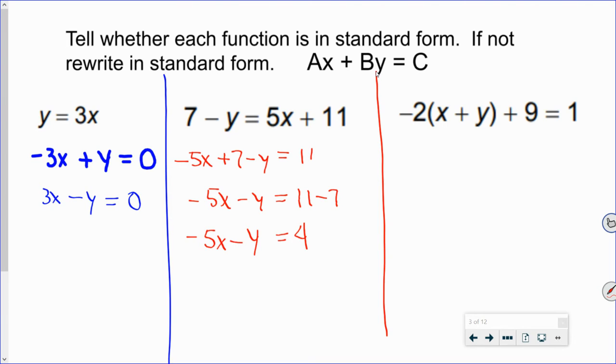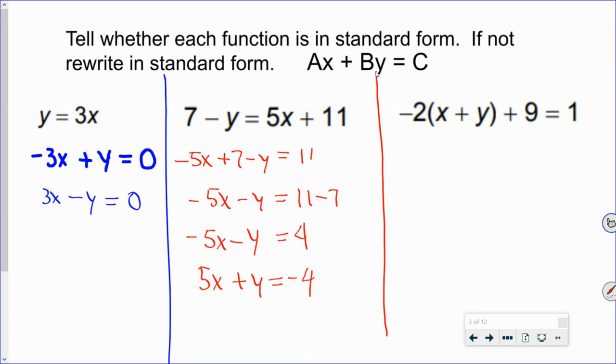What's the coefficient of x? We want it to be positive. So it's 5x plus y equals negative 4. All I did was multiply everything through by -1. My shortcut or my hack there is just to reverse the signs of everything. That is in standard form. 5x plus y equals negative 4. Questions? Pretty easy so far, isn't it?